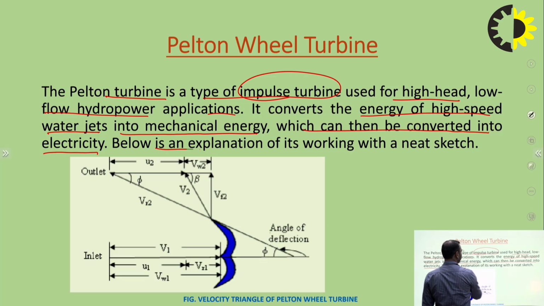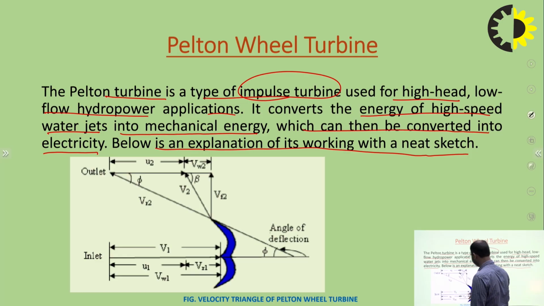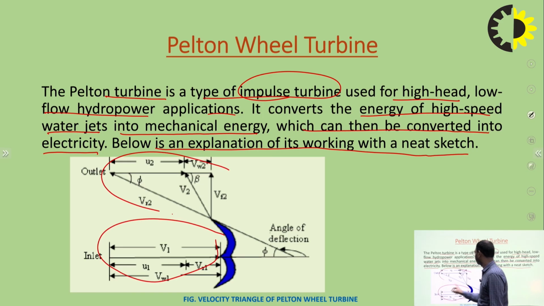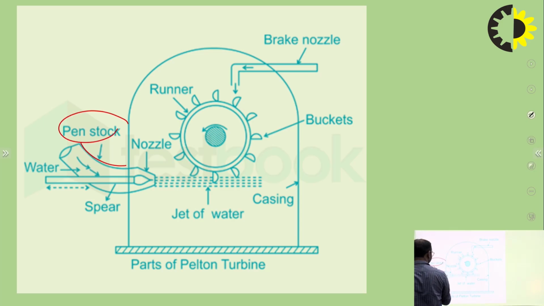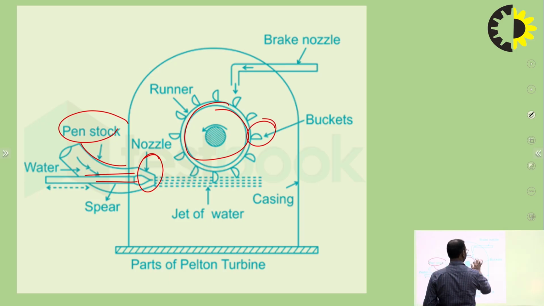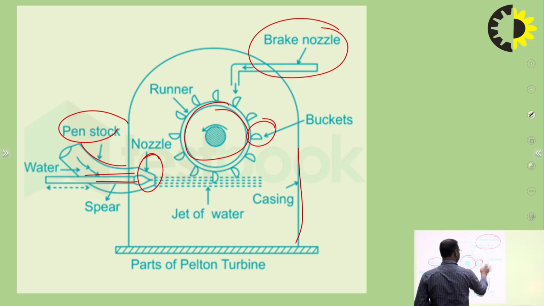Below is an explanation of its working with a neat sketch. This is the velocity triangle of the Pelton wheel turbine. This is the inlet velocity triangle and this is the outlet velocity triangle of this Pelton wheel turbine. This is the schematic representation of the Pelton wheel turbine. The components of the Pelton wheel turbine are: penstock, this one is the penstock. This is the spear. Then this is the nozzle. This is the runner. This is the bucket, and this is the brake nozzle. This is the casing.